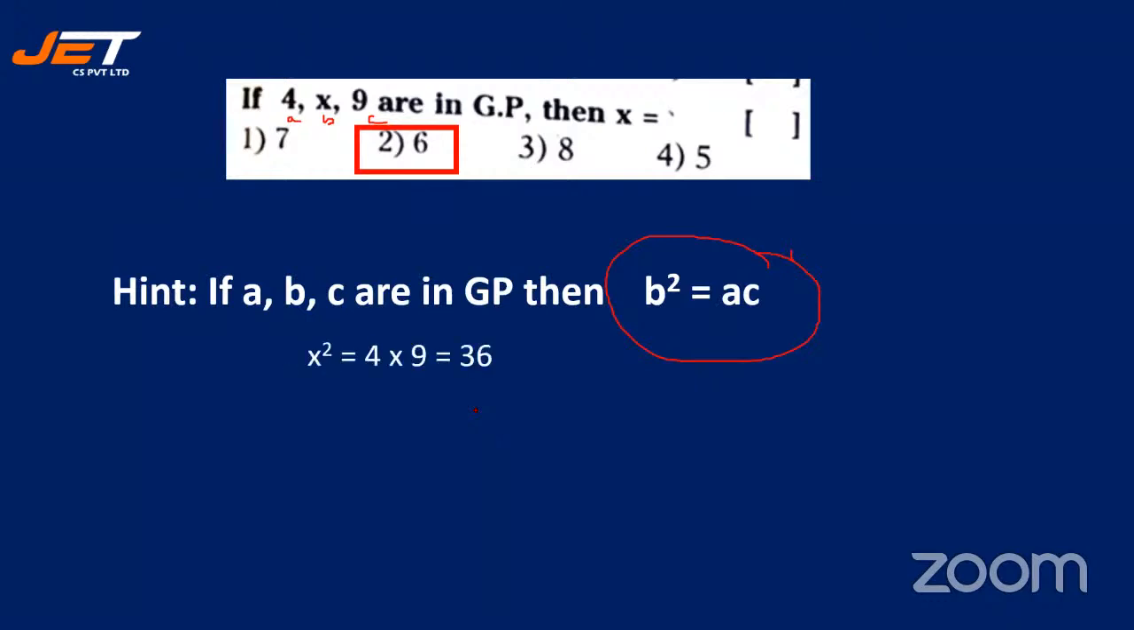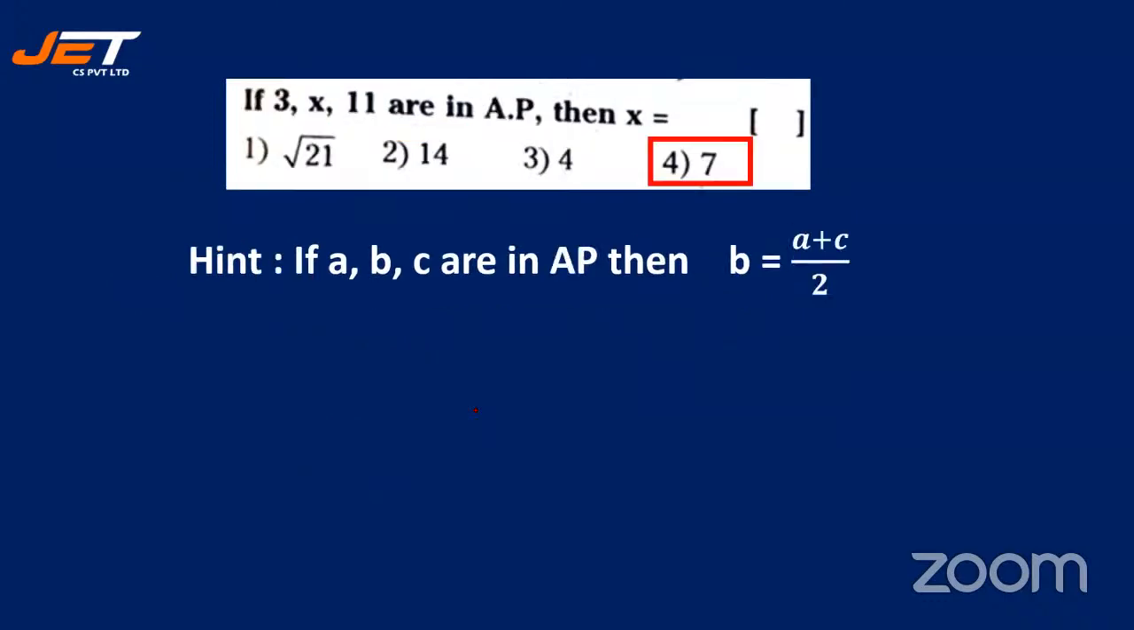See, very beautifully it is being worked out. x square is 4 into 9, which is 36. Therefore, x is 6. Okay. All right. See the next question.